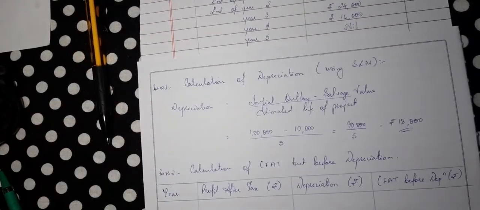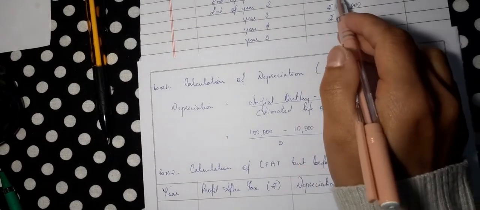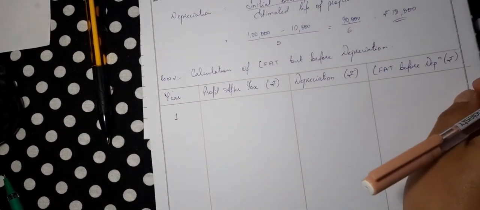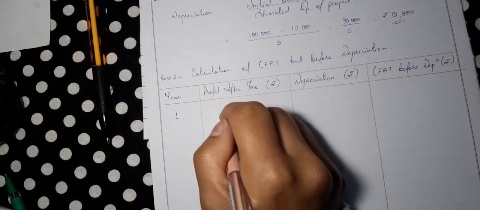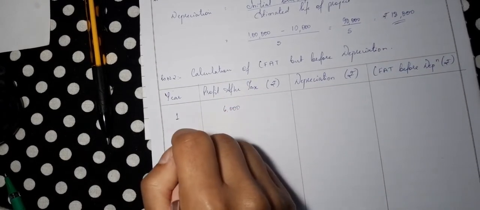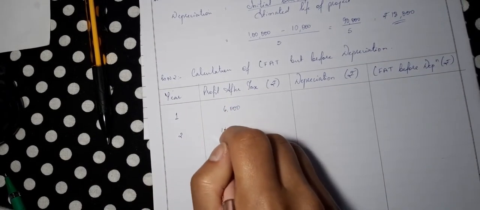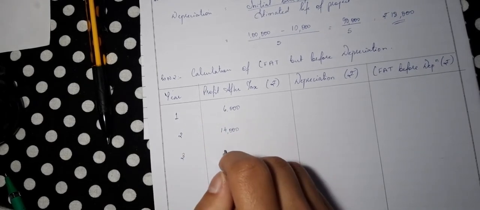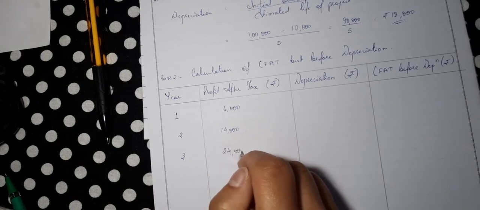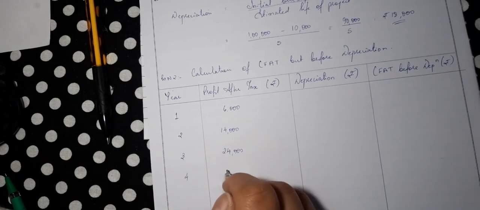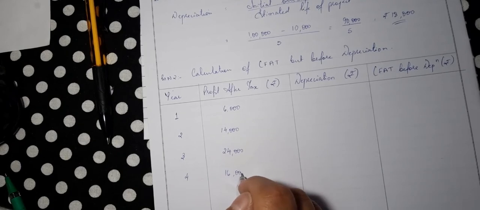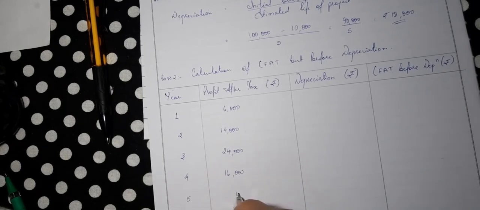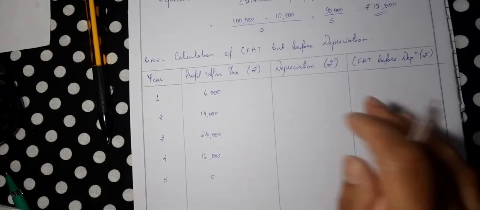Year number 1, profit after tax is rupees 6,000. I'll just fill this up real quickly. Year number 2, profit after tax is 14,000. Year number 3, it is rupees 24,000. Year number 4, rupees 16,000. Year number 5 is nil, so I'll just put a 0 there. So we have the profits after tax, which we've taken directly from the question, and then the depreciation column.